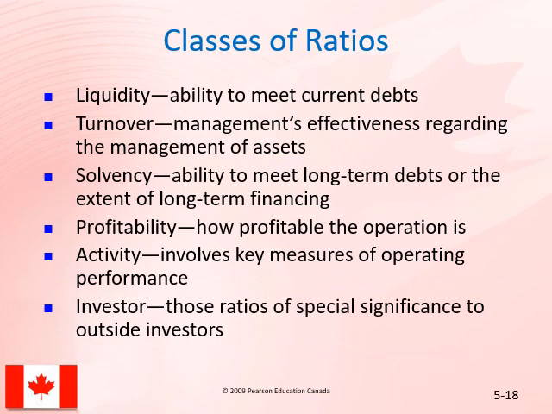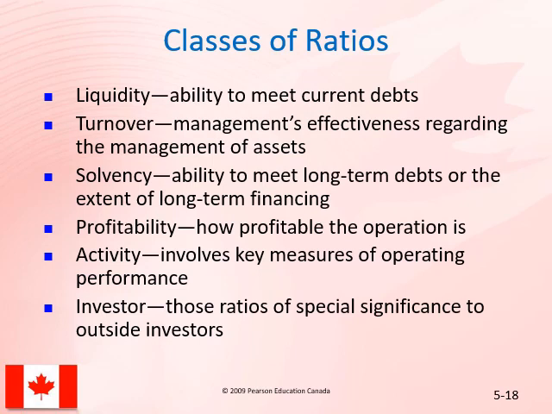So we have a bunch of different classes of ratios, the first of which is liquidity, or the ability of an organization to meet its current debt or current liabilities. We have turnover ratios, which measures management's effectiveness at managing the company's assets, or the most liquid assets. We also have solvency, which is the ability to meet long-term debt. We have profitability. This is how profitable our business is. We have activity ratios, so it shows the efficiency of our operating performance.